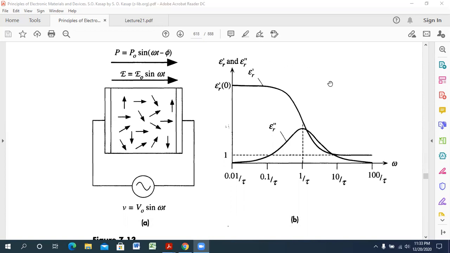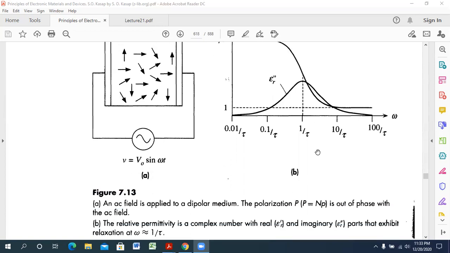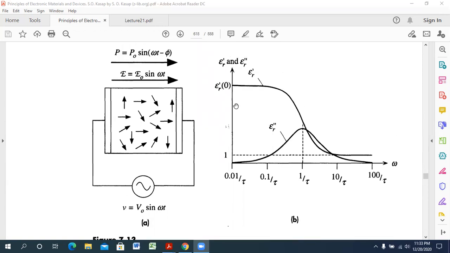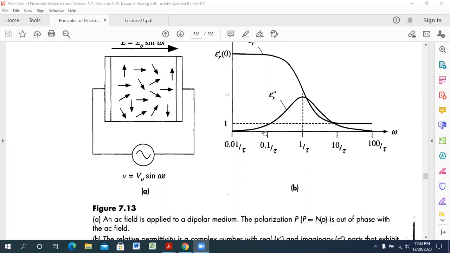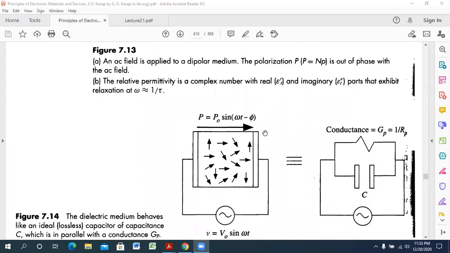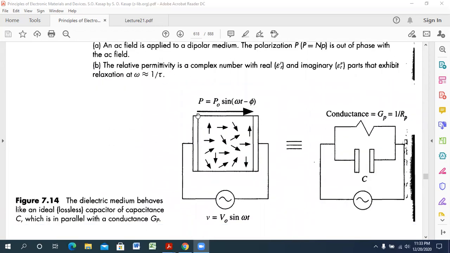Okay. So this figure 7.13b is the plotting of epsilon r prime and epsilon r double prime. We will also discuss this equivalent. We can also write down the equivalence of these parameters. That means the polarization with a parallel resistor and a parallel capacitor.